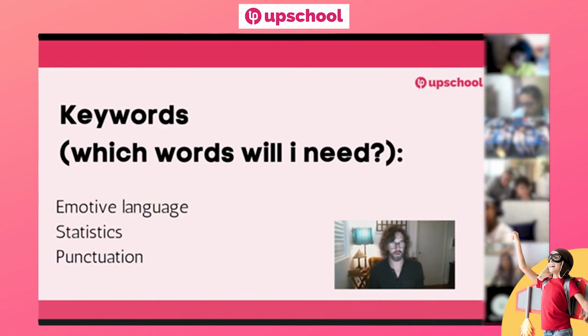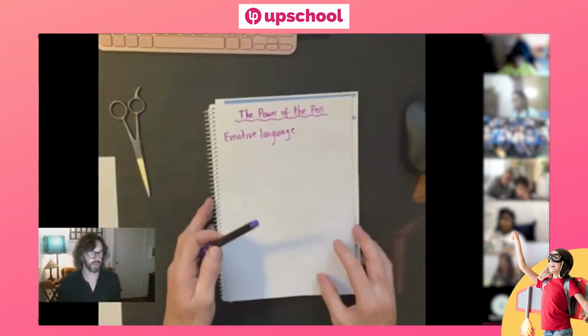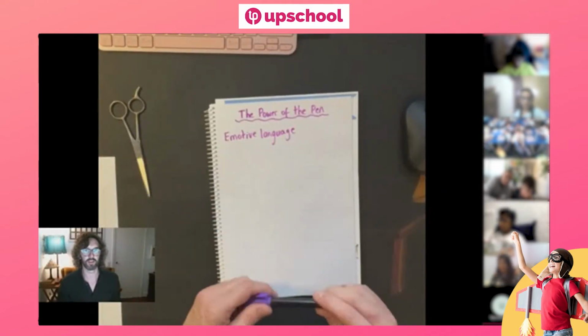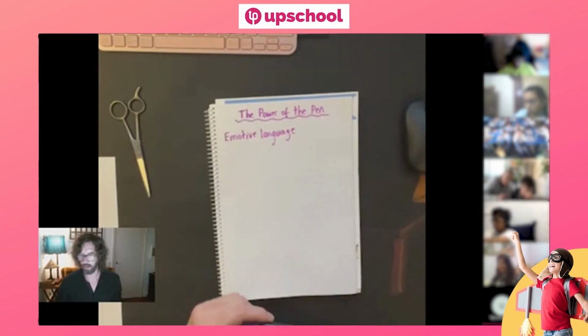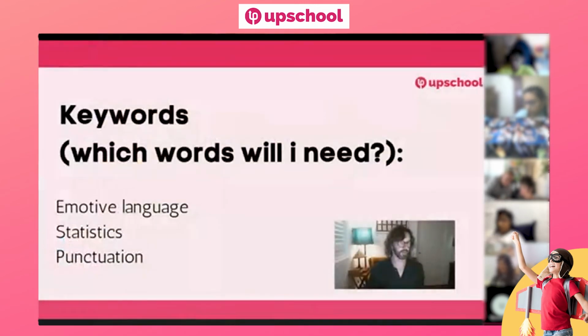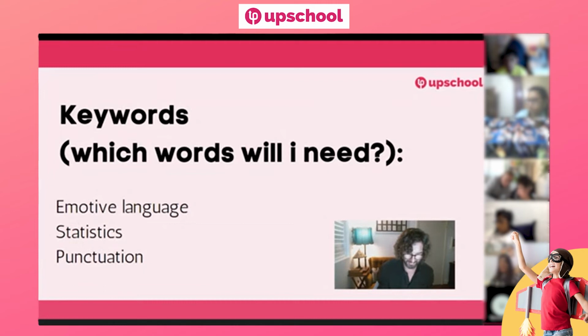I'll just show you in my book what it looks like so you can actually see. It looks like this. I'm just writing them underneath the title just like that. Emotive language. And I'm going to write all three of them down. So the first one's emotive language. The second one, and these are all very hard words, but you'll know exactly what they mean in just a minute. The second one is statistics.